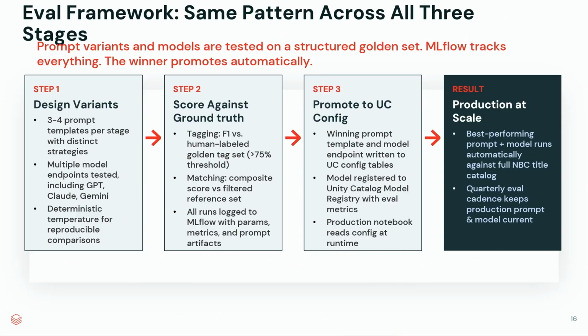And so every evaluation run is logged to MLflow. We log the prompt artifact, model parameters, and the evaluation metrics. So we'll have complete lineage from eval run to registered model to production output. Again, if we want to update or refresh the production model, whether that's because a new frontier model version comes out, or because our taxonomy has evolved, or we just want to try a new prompt, all we have to do is run the eval and then update the config table that's in Unity Catalog, and that reflects in the production job. No notebook edits and no redeployment.